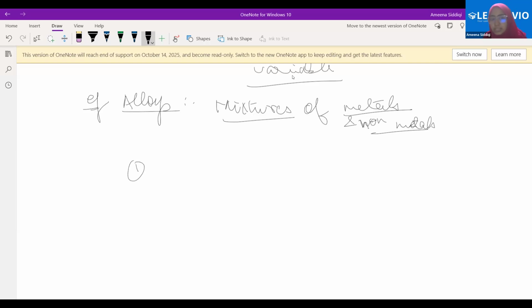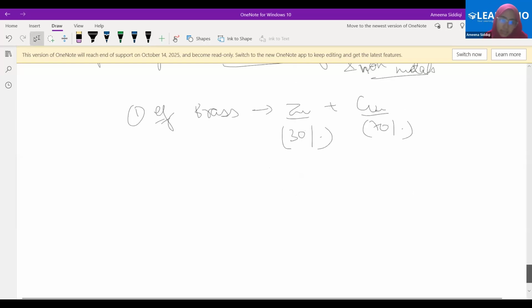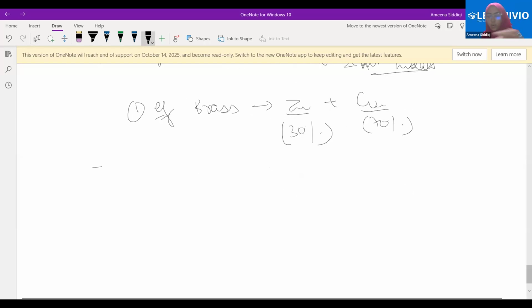First of all, let's take the example of brass. Brass is an alloy with zinc and copper. Zinc is a metal, copper is a metal, both being pure substances, and they are added in a particular ratio. Copper around 70%, zinc around 30%, that will give you brass. But the important point here is, if they are mixtures, what kind of bonding should be between these two metals?